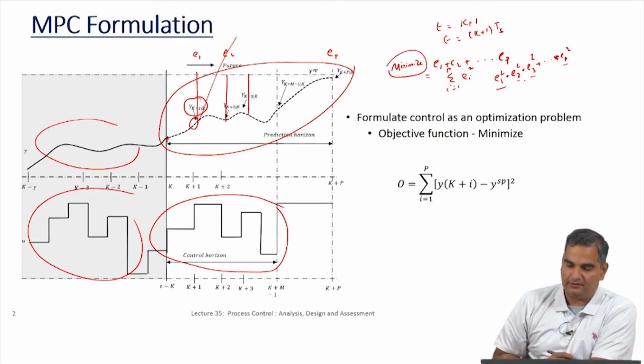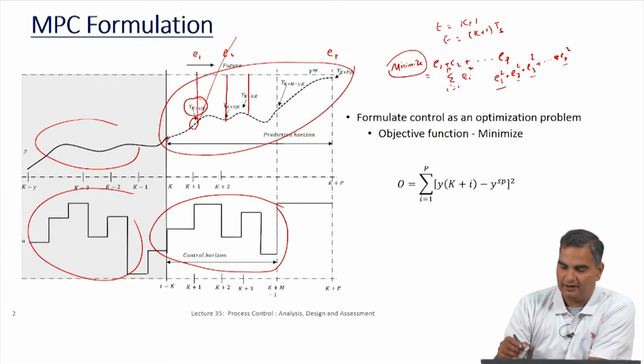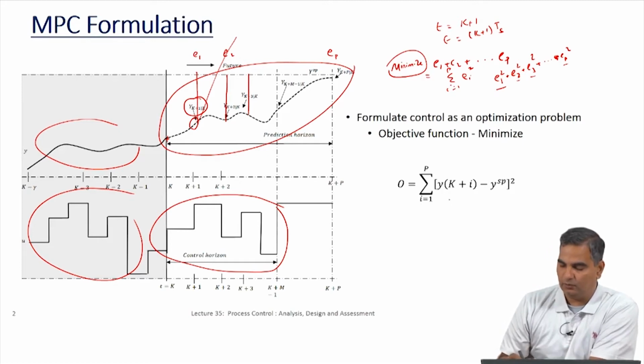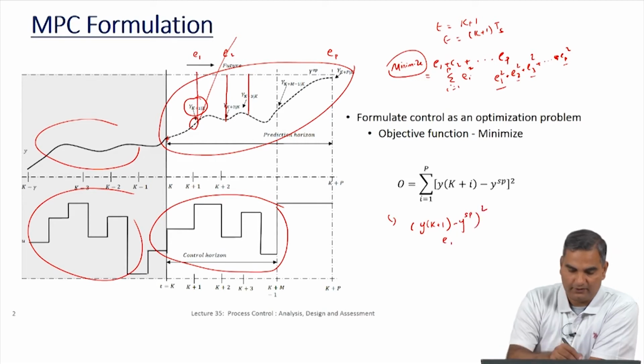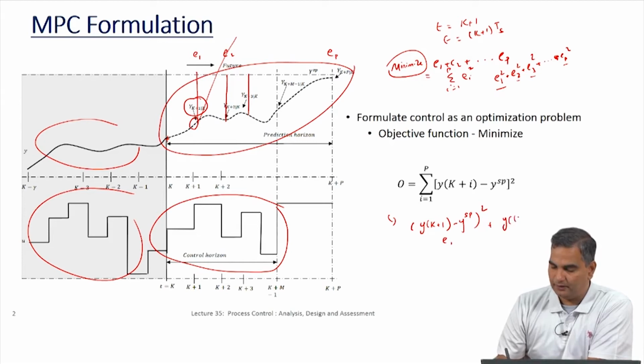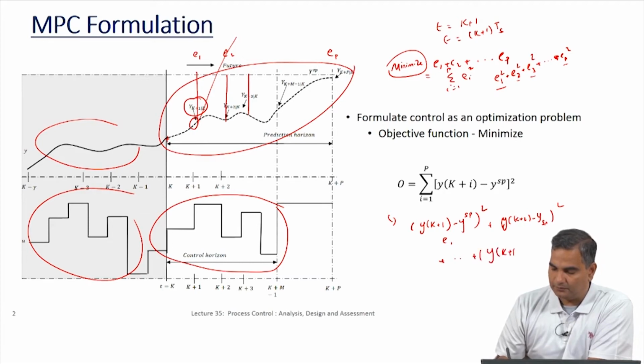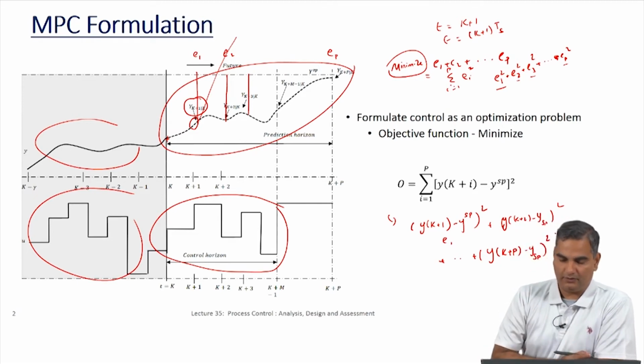In this case, since we are already at k, the first error E1 is the error between the k plus 1th instant in the future and y set point. If I expand this, it will give me y of k plus 1 minus y set point squared, which is the first error term, plus y of k plus 2 minus y set point whole squared, and so on, and the last term will be y of k plus p minus y set point whole squared. So, these will be the p terms in the objective function.